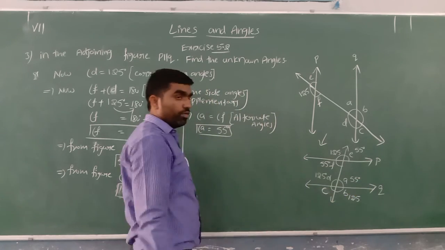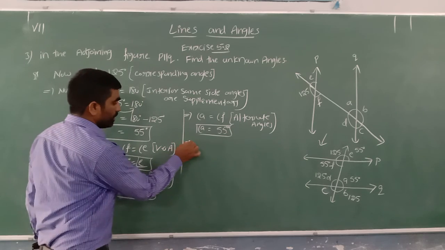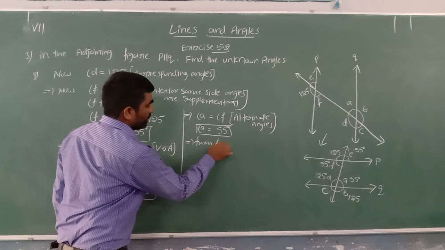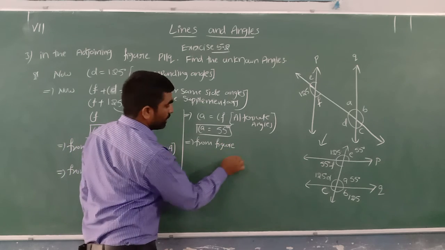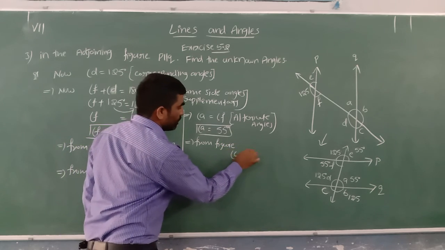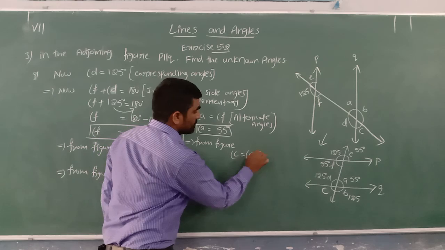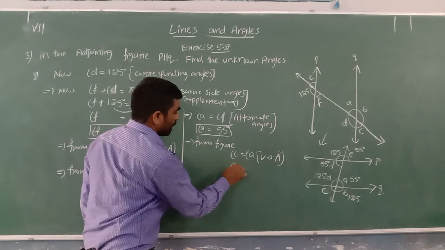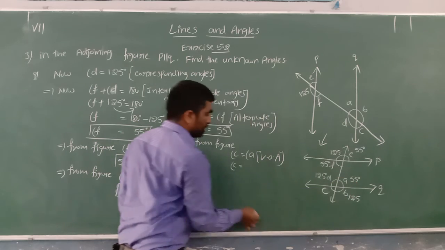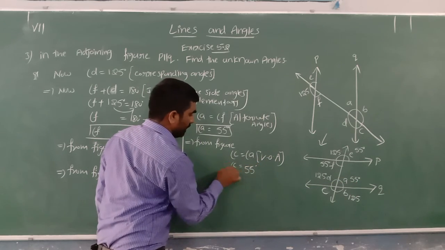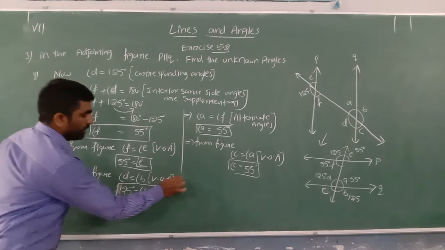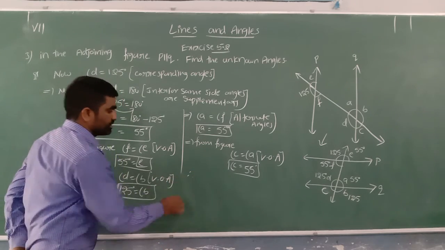Now think about the measure of angle C. From the figure, I can write angle C is equal to angle A. The reason: both angles are vertically opposite angles. Angle A measures 55 degrees. So angle C is equal to 55 degrees.